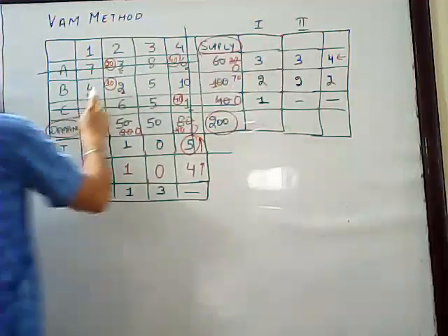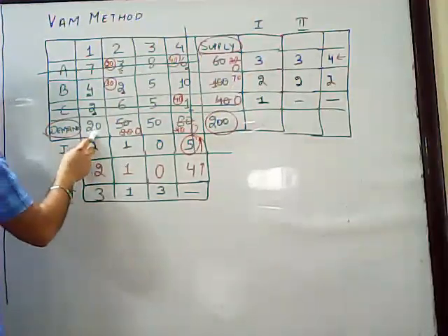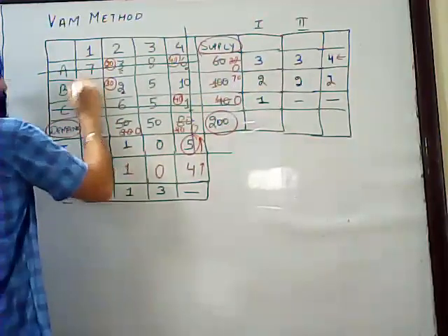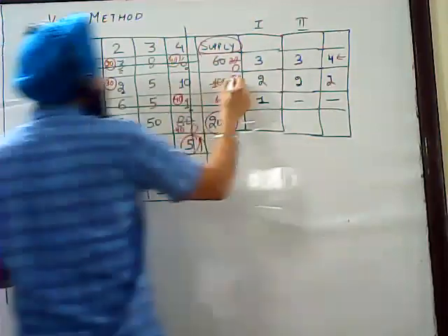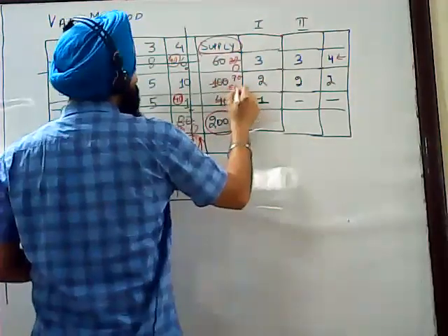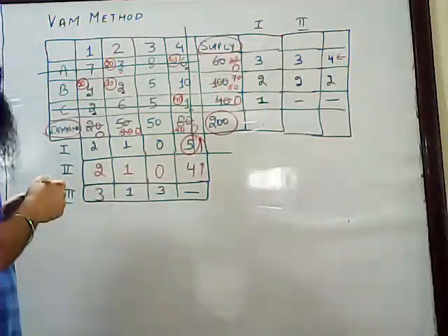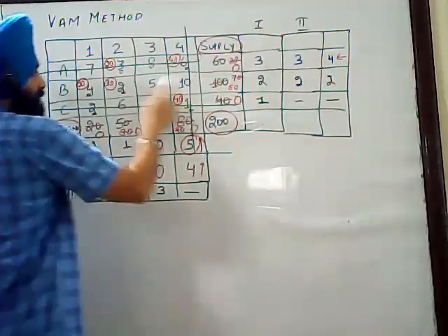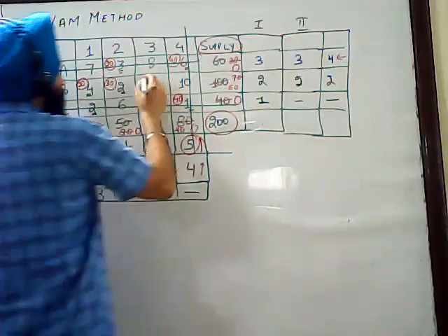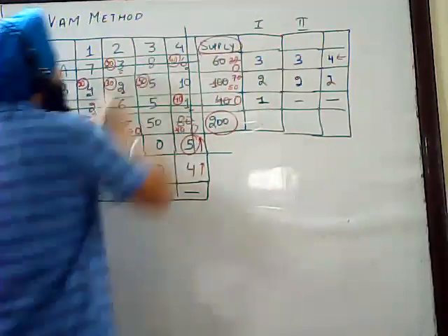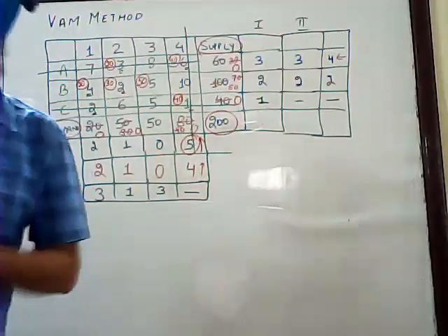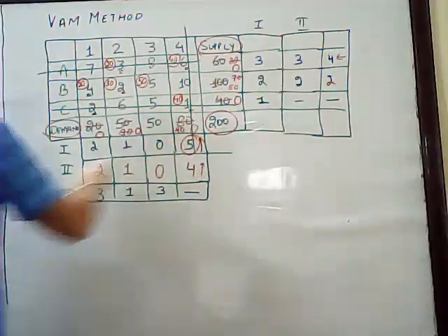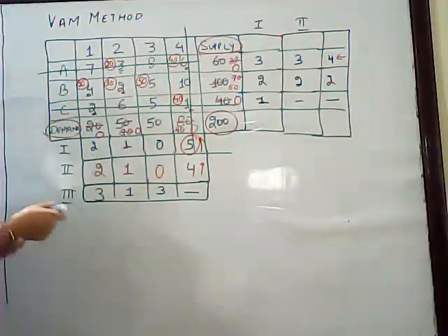The next minimum value is 4. Here the demand is 20 and supply is 70, so we will allocate 20 items. So that demand will be 0 and here the remaining demand will be 50. In this row, the next value is 5. Demand is 50 and the supply is also 50, so we will allocate 50 items to this value. In this way, the demand is 0 as well as supply is also 0.